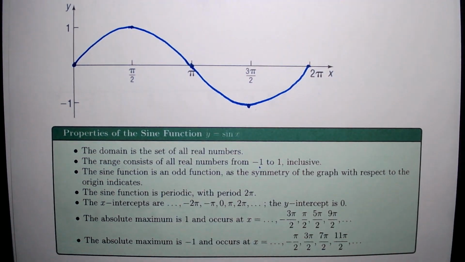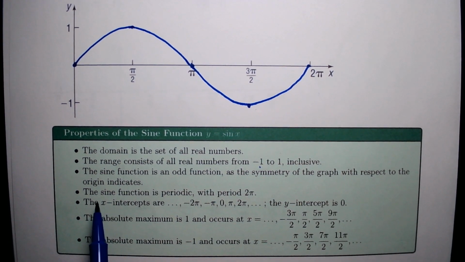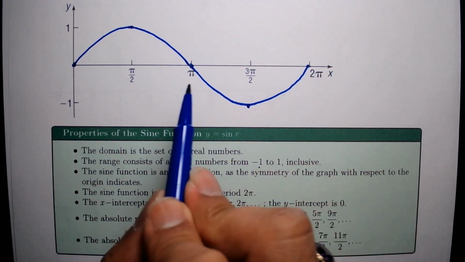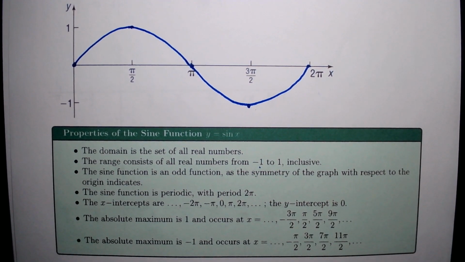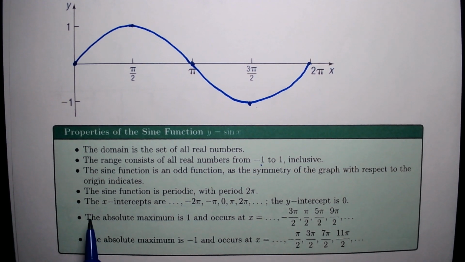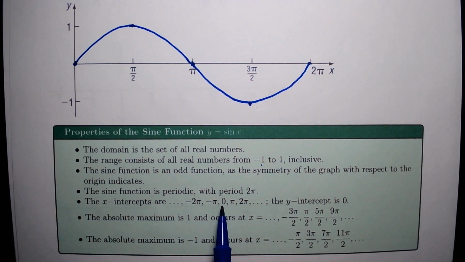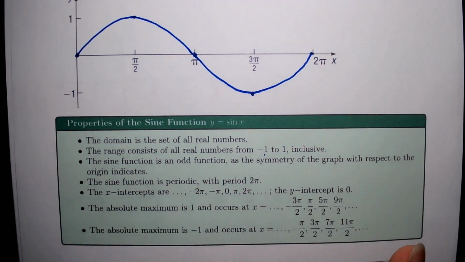All right. The period is 2 pi. That means it completes a cycle and repeats itself every multiple of 2 pi. The x-intercepts are 0 and multiples of pi. And the y-intercept is the origin as well, which is 0.